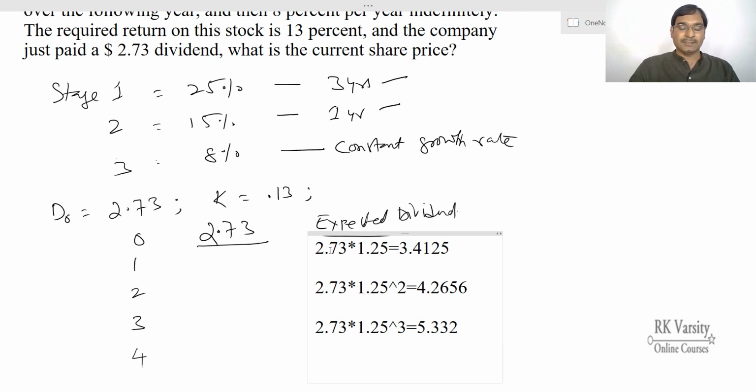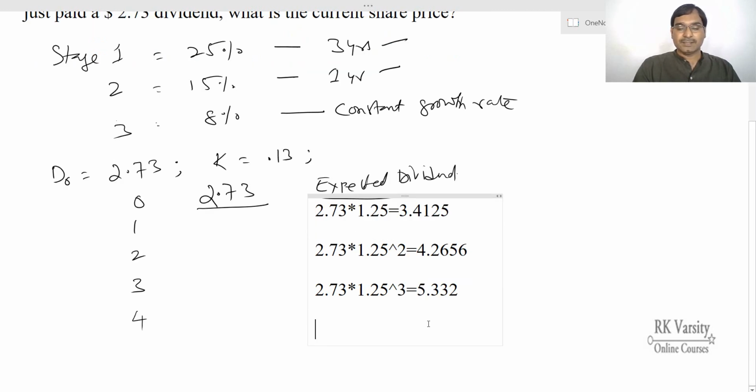In the fourth year, the dividend will grow at 15%. So in the second stage, the dividend which is paid in the third year will become a D0. So that is 5.332, and this times the growth rate of the second stage, that is 1.15. The dividend in the fourth year is 6.1318, and the constant growth rate dividend will be 6.1318 times 1.08.